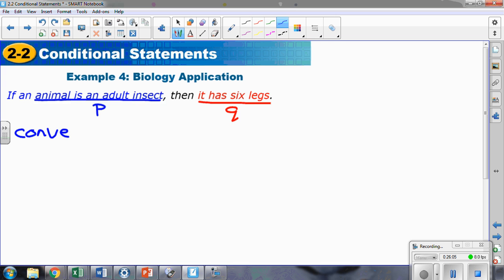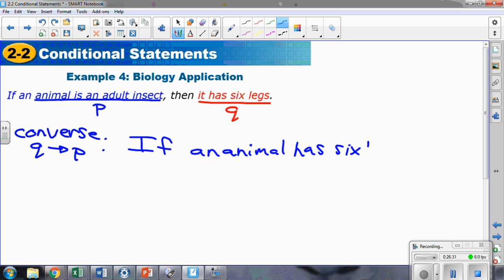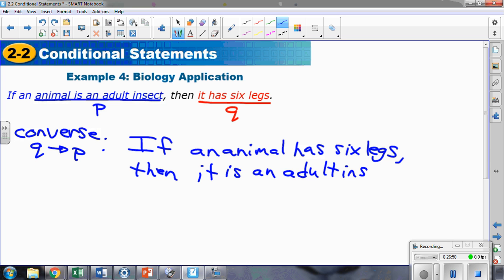In order to write out the converse, we know that the converse is Q implies P. All we're doing is writing down the sentence then so that it fits this different structure. If Q, an animal has 6 legs. If Q, then P. Our original P, the original hypothesis, it is an adult insect. That is the converse. All we're doing is flipping around the P and Q.